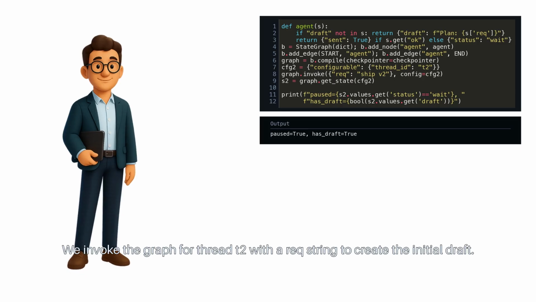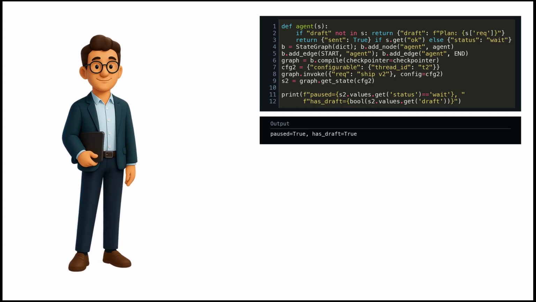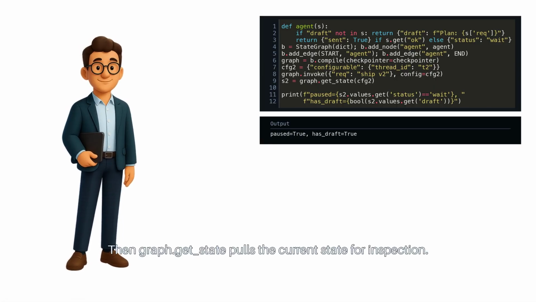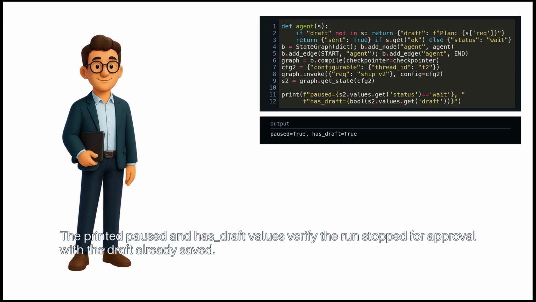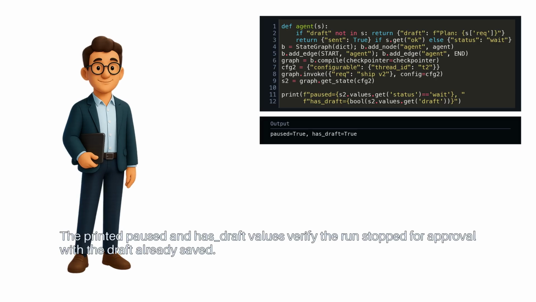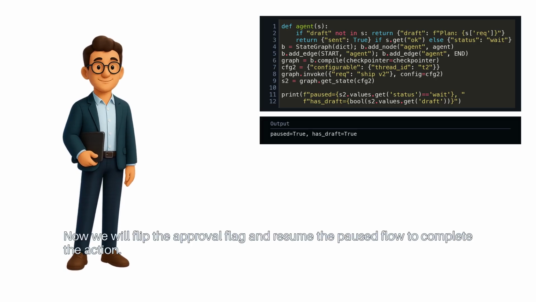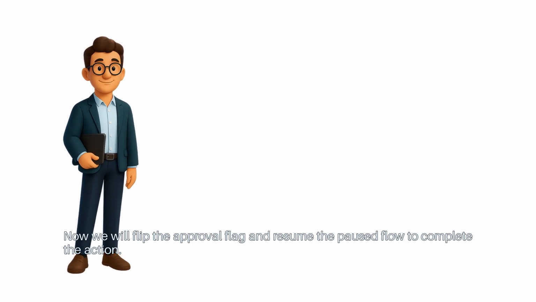We invoke the graph for thread T2 with a rec string to create the initial draft. Then, graph.get_state pulls the current state for inspection. The printed paused and has draft values verify the run stopped for approval, with the draft already saved. Now, we will flip the approval flag and resume the paused flow to complete the action.